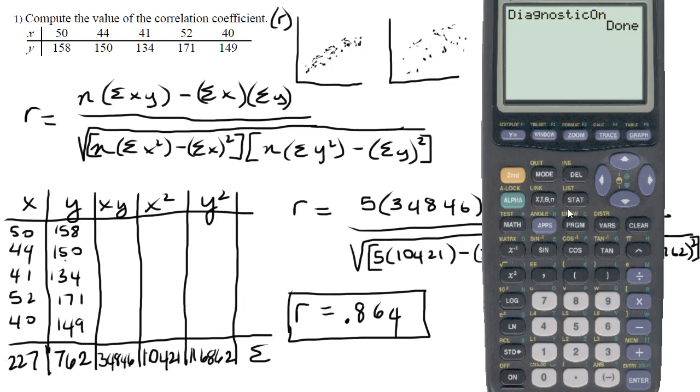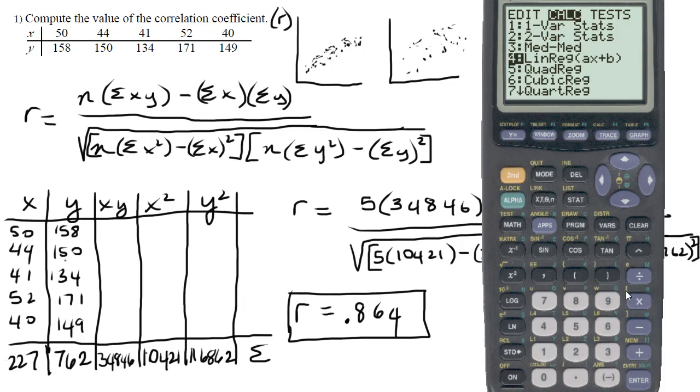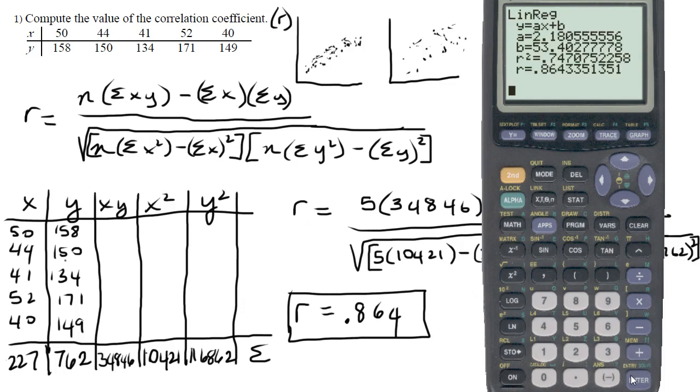It says it's on. Go back to stat. The data's still in there, right? The data's still in there. Go back to stat. Go to calculate. Linear regression. And when I do it now it gives me this R squared, and it gives me R, the correlation coefficient, which we found through all of these calculations here. The calculator will also compute it pretty quickly. So that's how I suggest you calculate the correlation coefficient if it shows up on this exam.